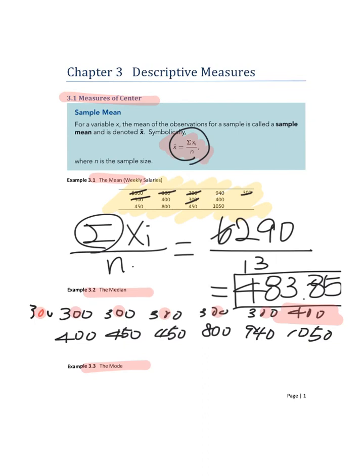Let me add one more value, 10,000. So now we have 14 values. Where is the middle? Where is the median? 14 values, 7 and 7.